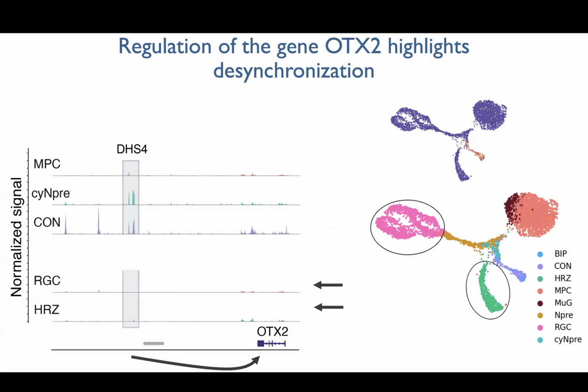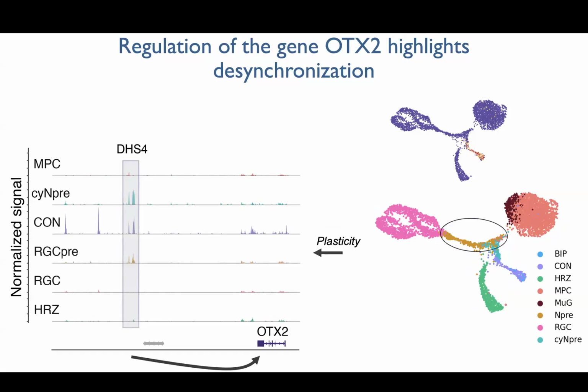On the contrary, if we look at other terminal lineages like radial glial cells and horizontal cells, as you can imagine, this is completely wiped out. Whatever is bound in cycling precursors has been kicked off, so it's completely wiped out. But what's interesting is if you look at these precursors, they actually still retain some degree of openness.